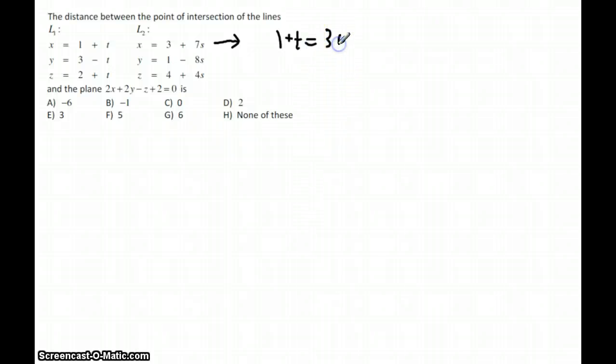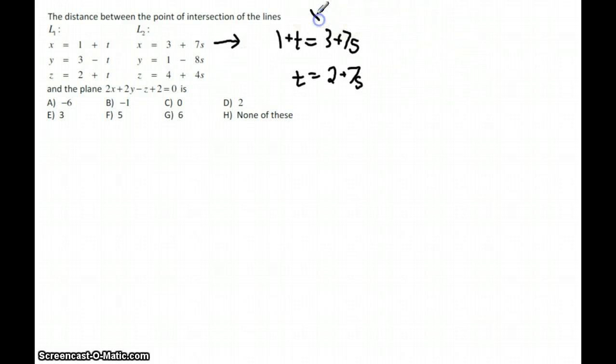What that will do for us is give us a relationship between s and t. I'll try to keep my s's looking like s's and my 5's looking like 5's and my 2's looking like 2's. So it tells us what t is in terms of s. It tells us that t is equal to 2 plus 7s.